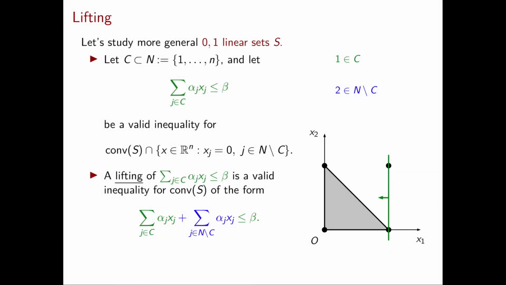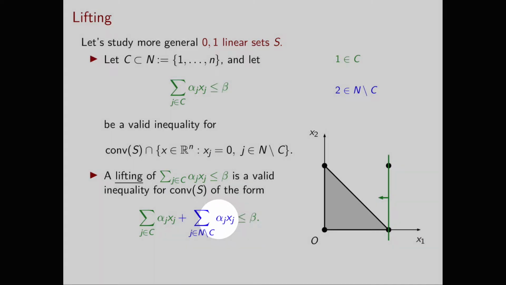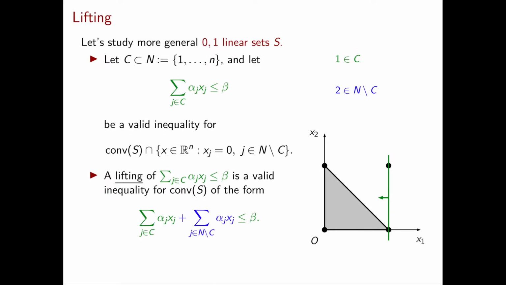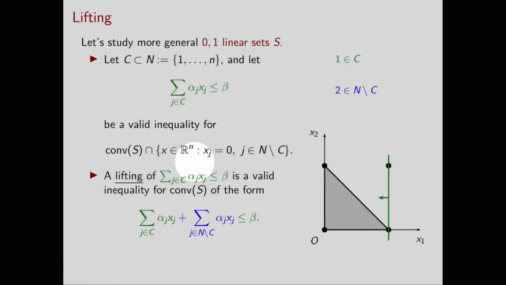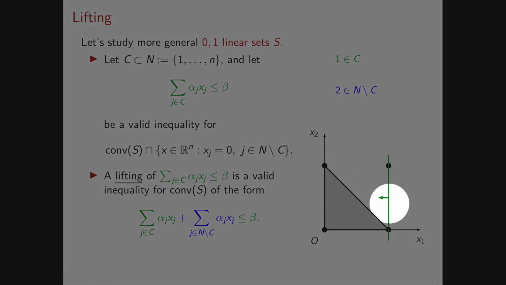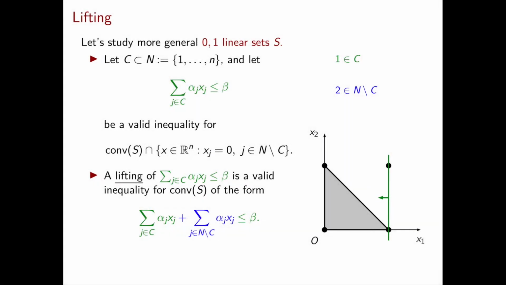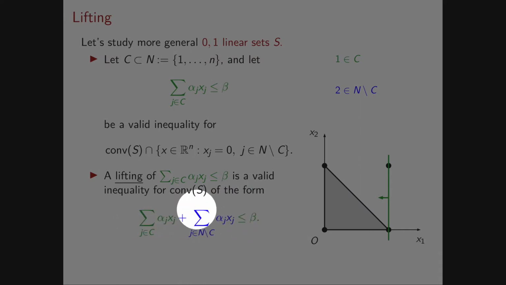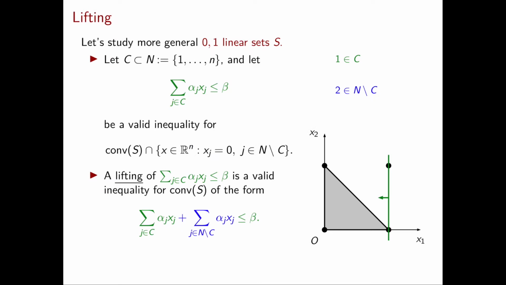So at this point, let's see some liftings of this inequality. One lifting that we can obtain is simply obtained by selecting alpha 2 equal to 0. In such a way, the new inequality is exactly equal to the old one. So we obtain exactly the same inequality. So it is of this form. Furthermore, it's valid for conv S, so it's valid for the whole triangle. So it's a lifting of the original inequality.